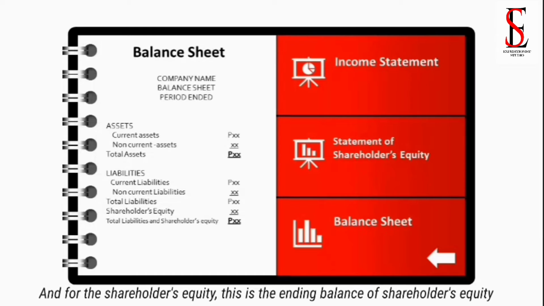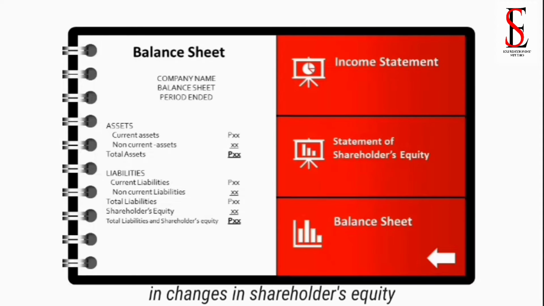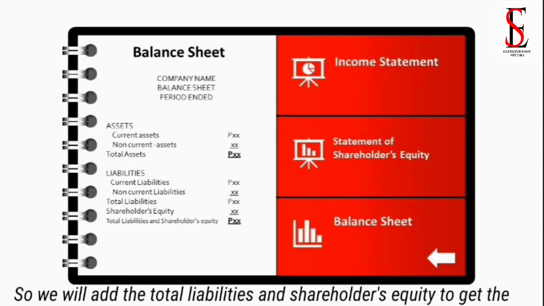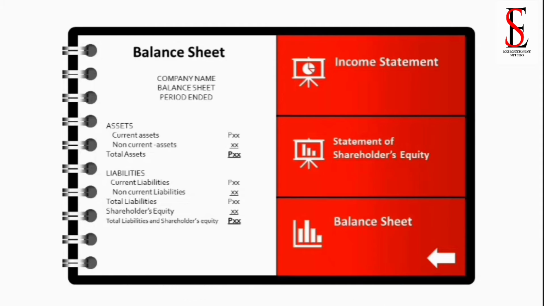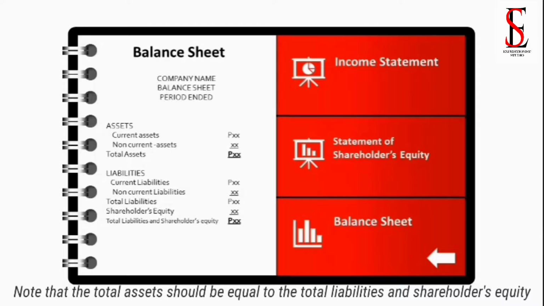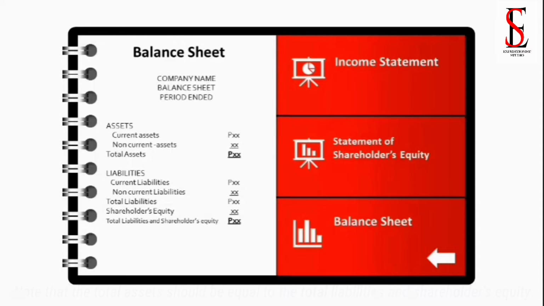And for the shareholders' equity, this is the ending balance of the shareholders' equity in changes in shareholders' equity. So we will add the total liabilities and shareholders' equity to get the total liabilities and shareholders' equity. Note that the total assets should be equal to the total liabilities and shareholders' equity.